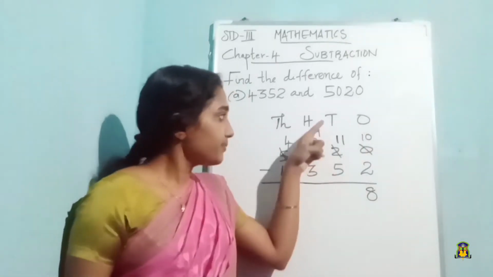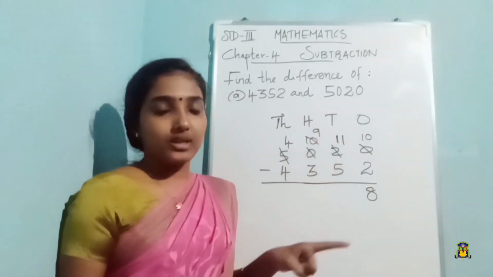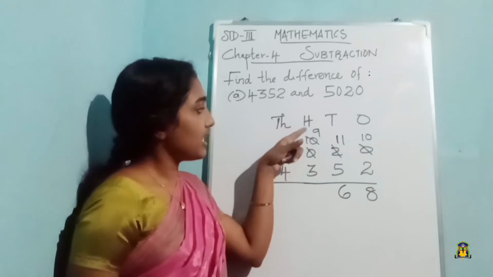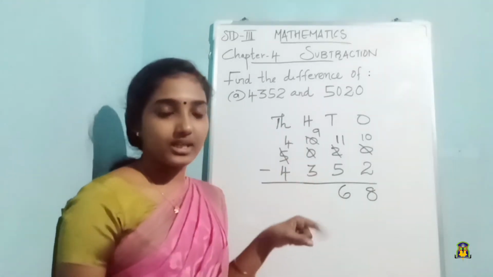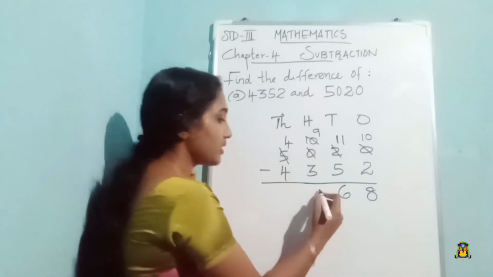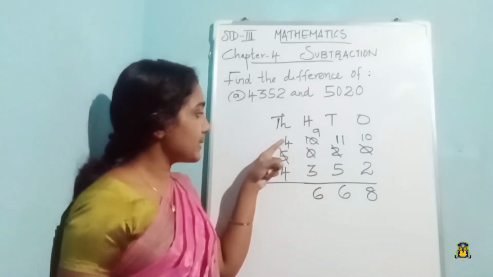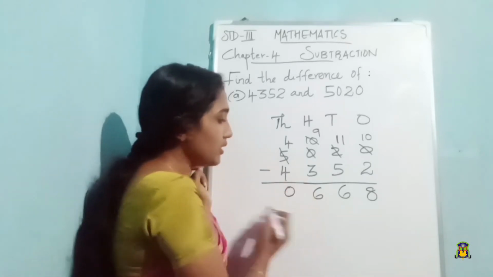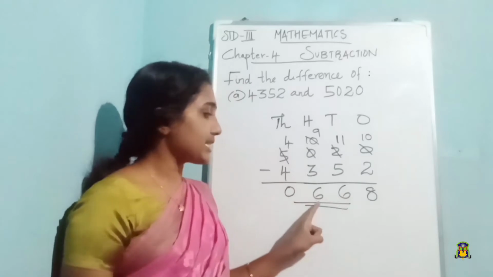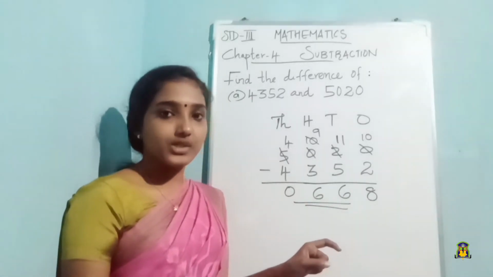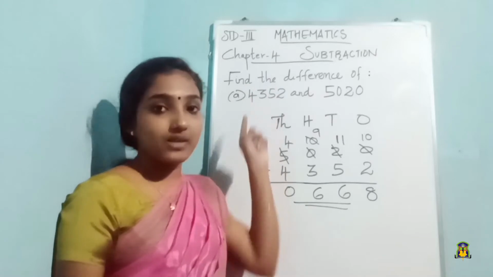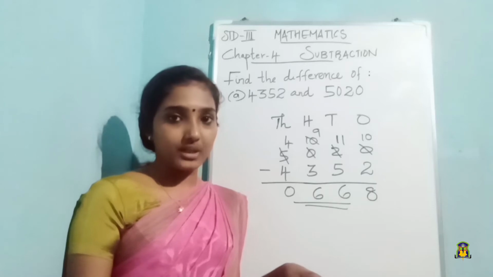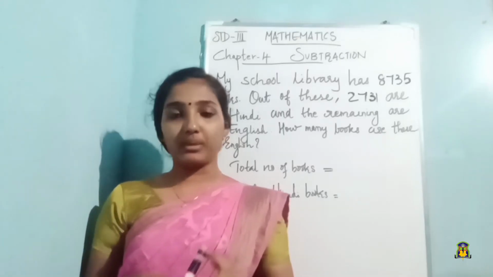Now it's 11 minus 5 in tens place. So 11 minus 5 is 6. In hundreds place, it's 9 minus 3. 9 minus 3 is again 6. Then in thousands place, it's 4 minus 4. So 4 minus 4 is 0. So our answer that we get here is 668. So when we are asked to find the difference of two numbers, we have to subtract the smaller number from the bigger number. Moving on to the word problems in subtraction.